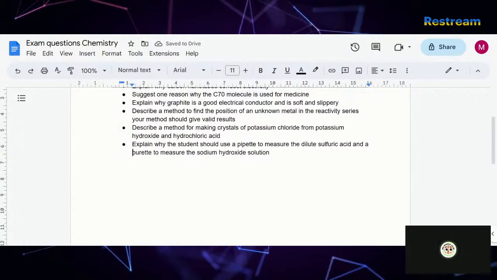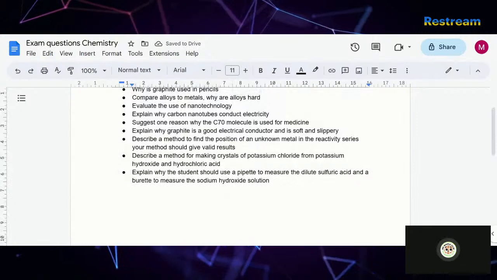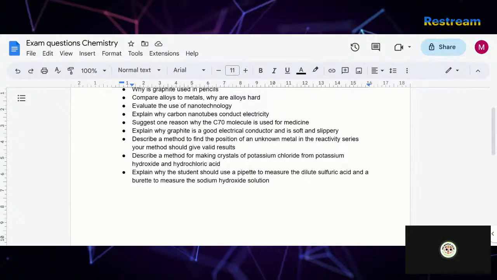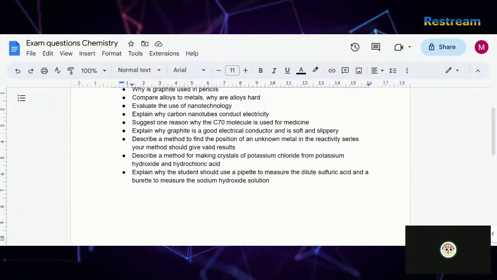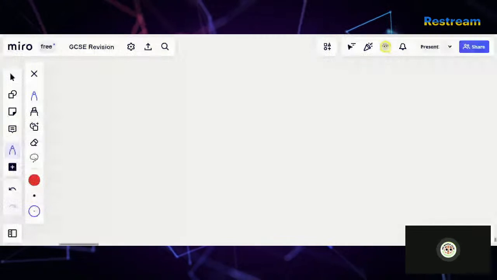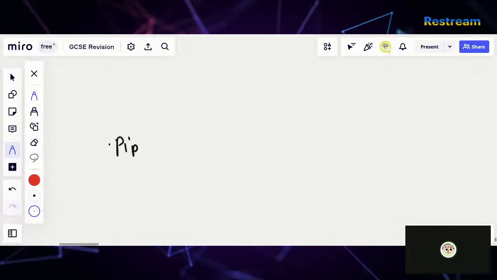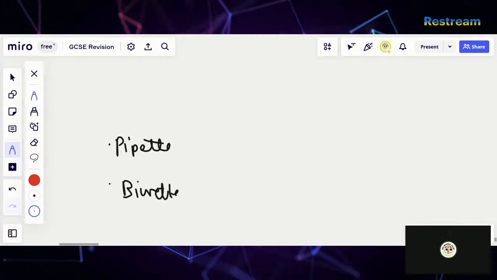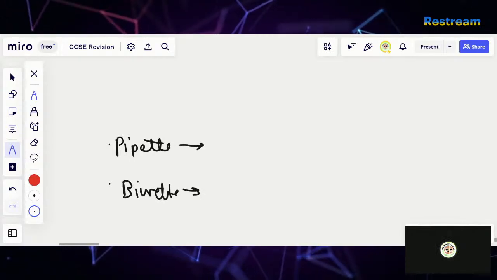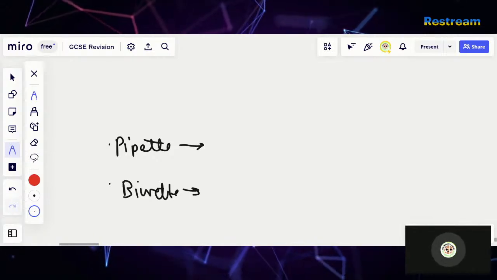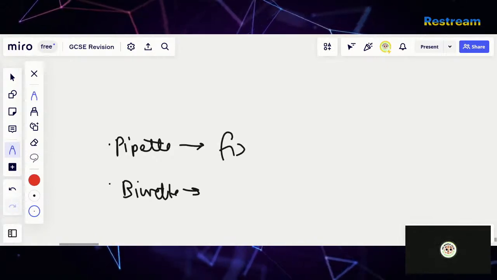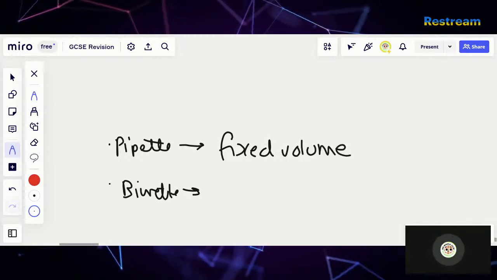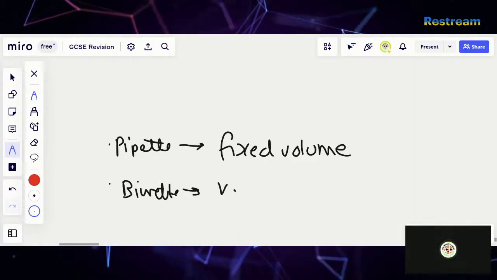We have to explain why a pipette would be used for the acid and the burette would be used for the hydrochloric acid solution. So let's answer this now. Pipette, burette. A pipette measures a fixed volume, whereas a burette measures a variable volume.